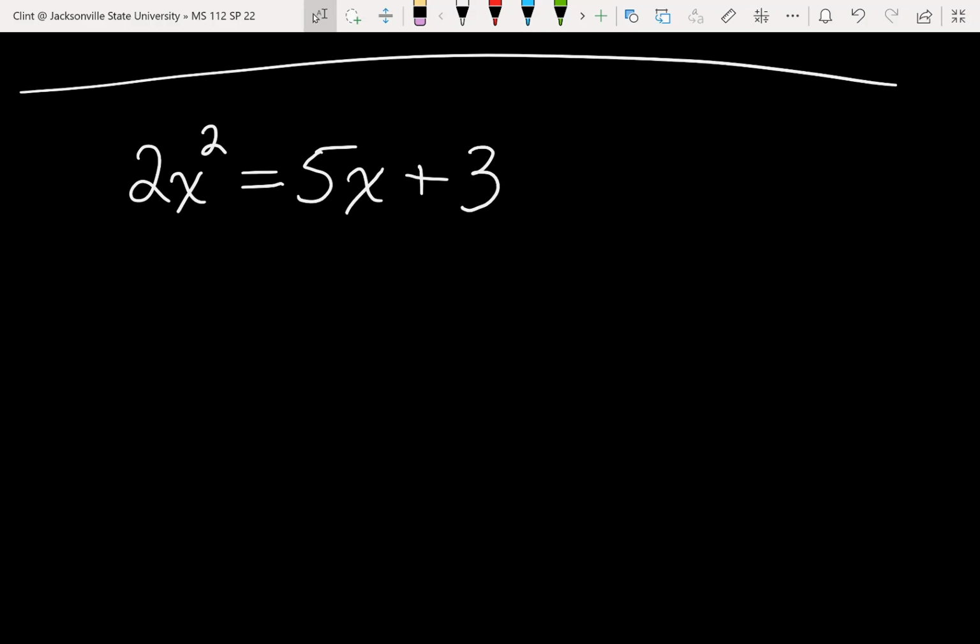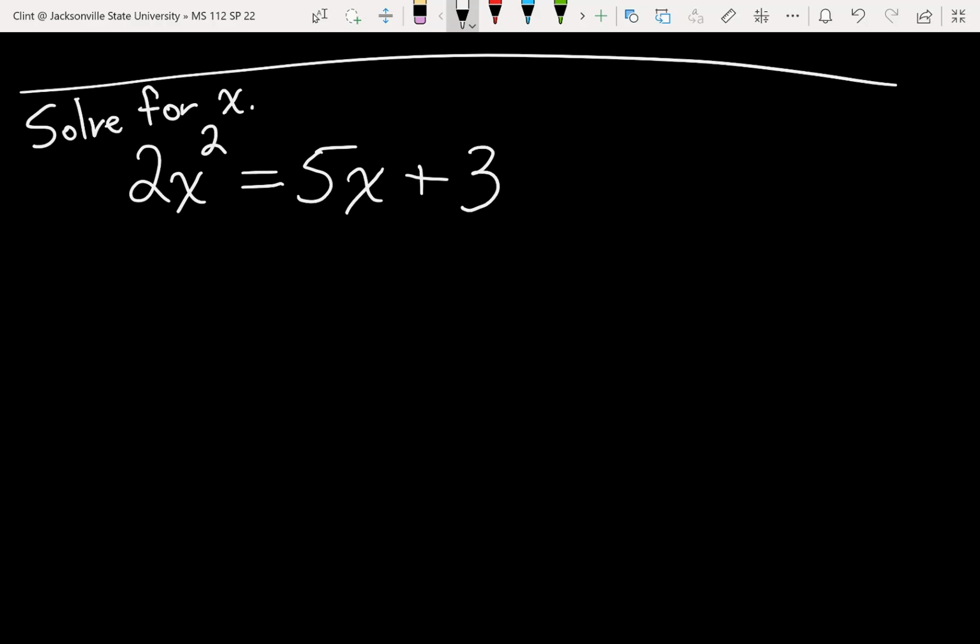Quadratic equation. I'm going to give you a minute to work on it, and all I'm going to tell you is solve for x. Pick whatever method you want. Remember, factoring doesn't always work, so it may or may not be an option. Or you can do the quadratic formula, or you can complete the square.